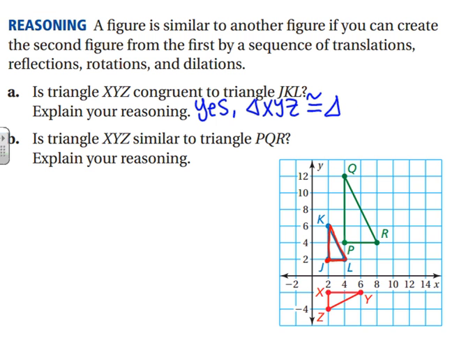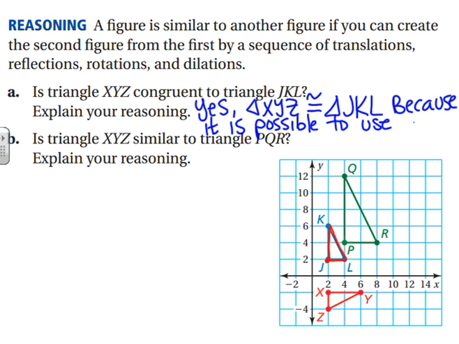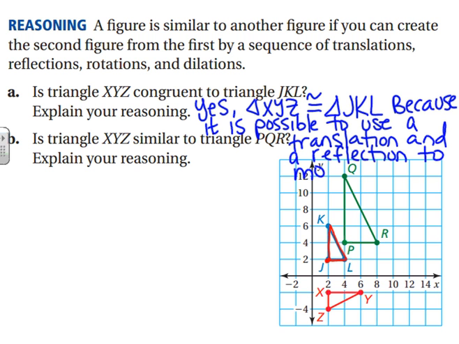Okay, so we would say, yes, triangle XYZ is congruent, and this is the congruent symbol, to triangle JKL because it is possible to use a translation and a reflection to move one to the other.